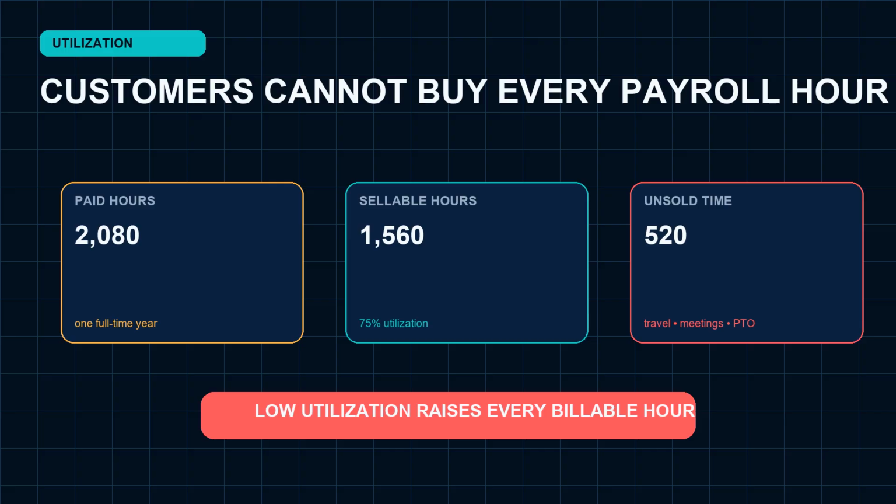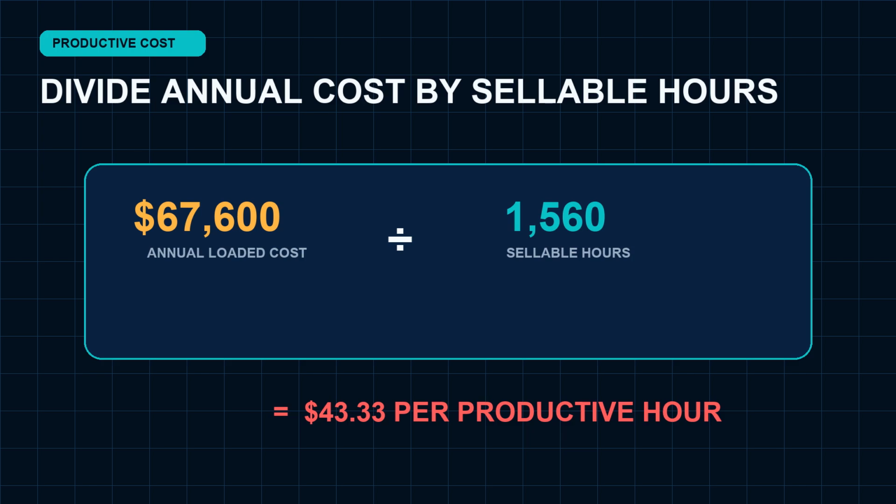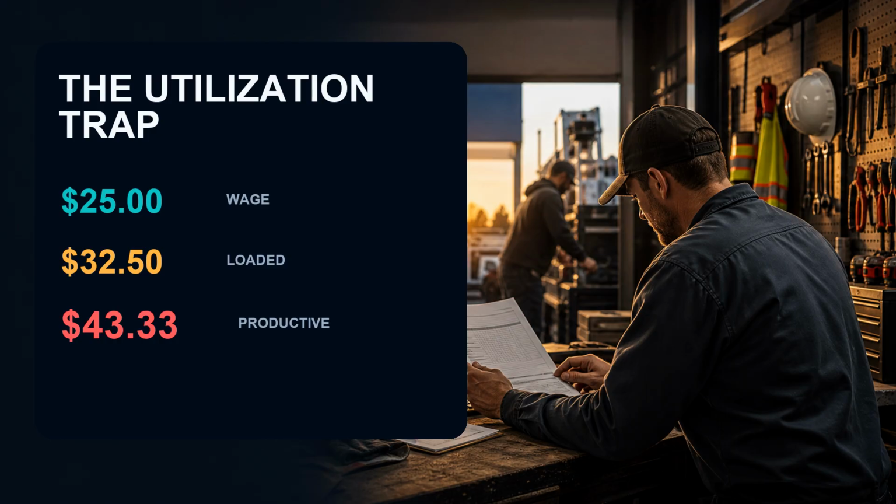Now include overhead. Assume the business has $18,000 per month of operating overhead. This includes insurance, advertising, software, phones, office support, rent or storage, licenses, accounting, vehicle-related fixed costs, and the owner's non-production work. The company has 3 technicians, and each can sell 1,560 hours per year. Together, they produce 4,680 sellable hours. Annual overhead is $216,000. Divide that by 4,680 productive hours. Overhead adds approximately $46.15 to each sellable hour.